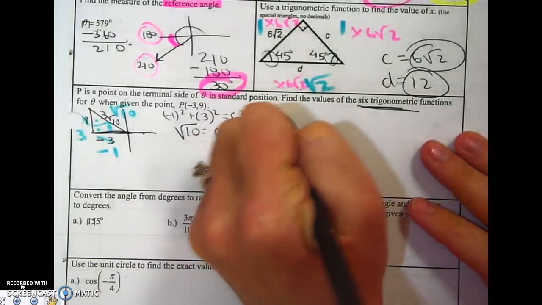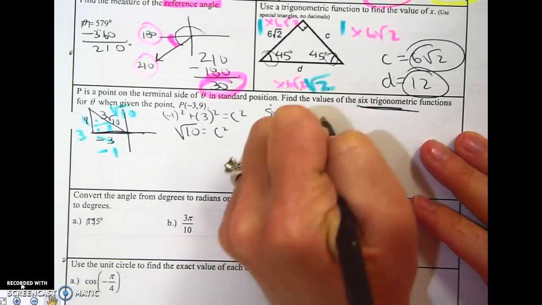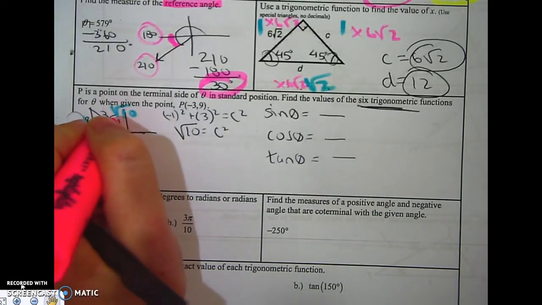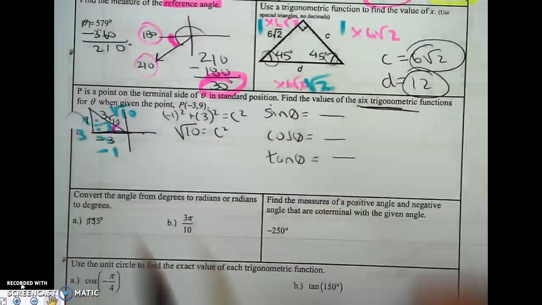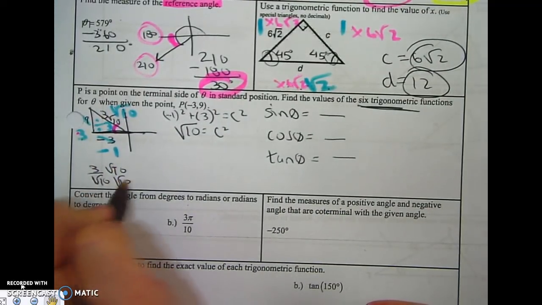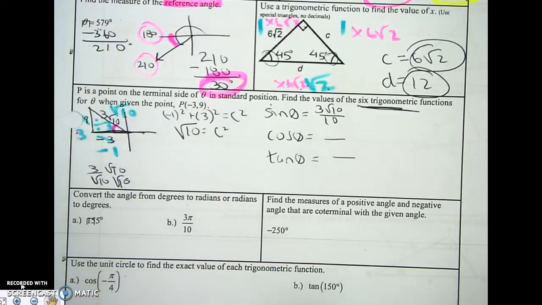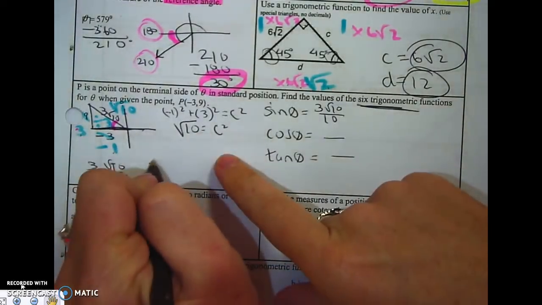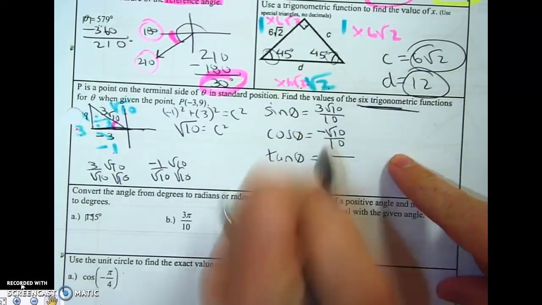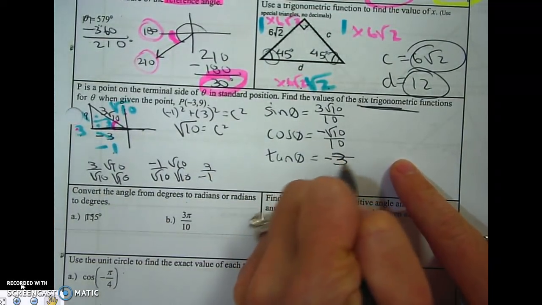So let's do sine of theta equals, cosine of theta equals, tan of theta equals. Okay, so theta is this right here. So that sine is opposite over hypotenuse. And 3 over rad 10 is 3 rad 10 over 10. If you want to skip this work and go straight to the answer, I'm definitely fine with that. Cosine is adjacent over hypotenuse, which is negative rad 10 over 10. And tan is opposite over adjacent, so it's just negative 3.